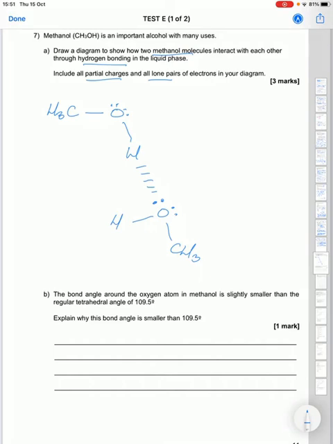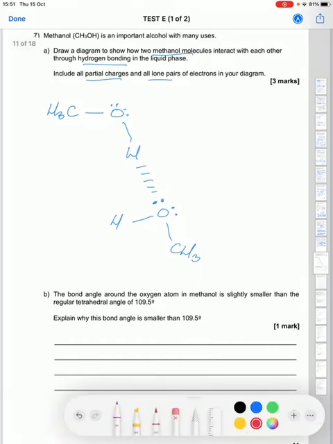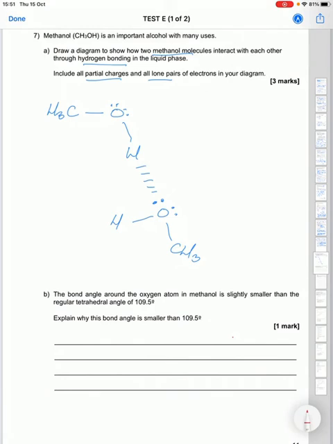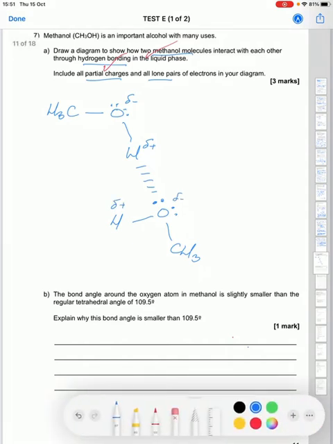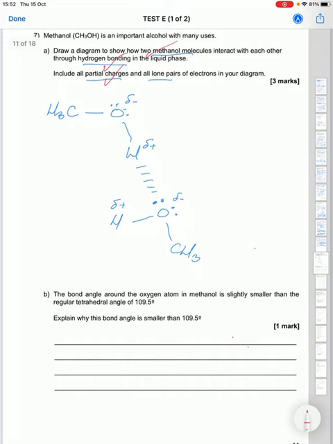Okay, so at this point, just do a bit of an idiot check on yourself. I'm just going to see whether I've done that. So have I shown hydrogen bonding? Yes. Have I done 2 molecules? Yes. Have I got the partial charges? No. So I need to go back and put my partial charges on. So delta minus, delta plus, delta minus, delta plus. So now I can check those off. Lone pairs are all done.